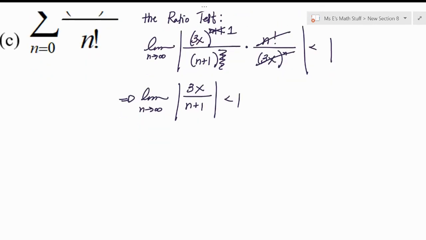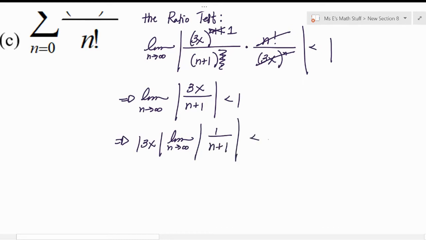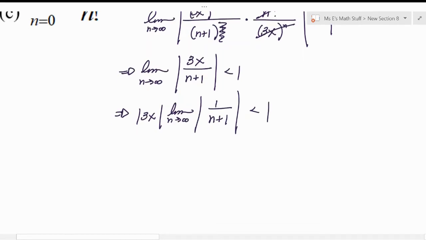Let's factor the constant out front. So as far as the limit is concerned, the absolute value of 3x is a constant. We'd be left with 1 over n plus 1 inside there. And so now let's evaluate the limit. So what's the limit as n goes to infinity of 1 over n plus 1?